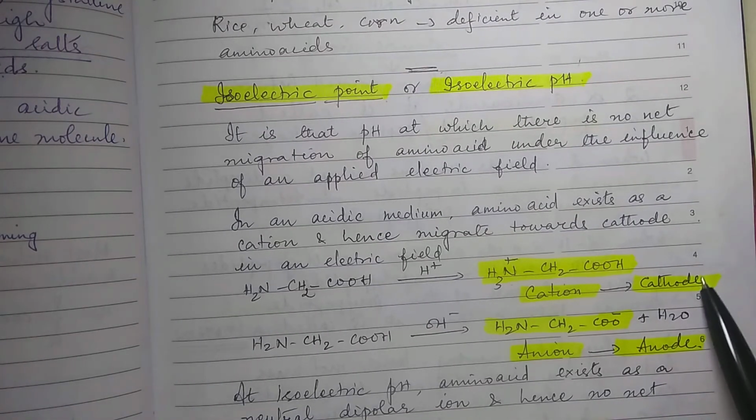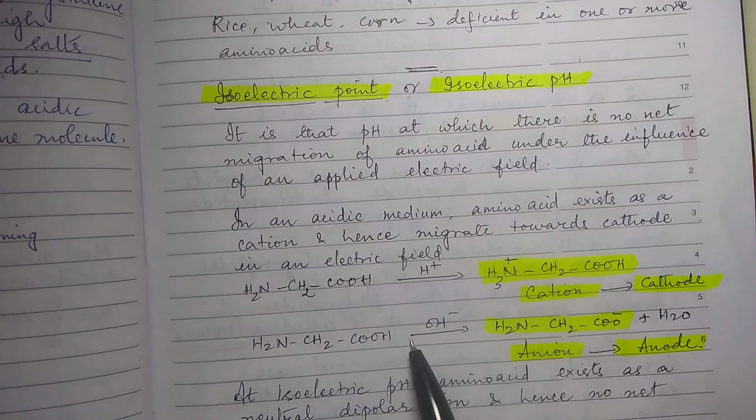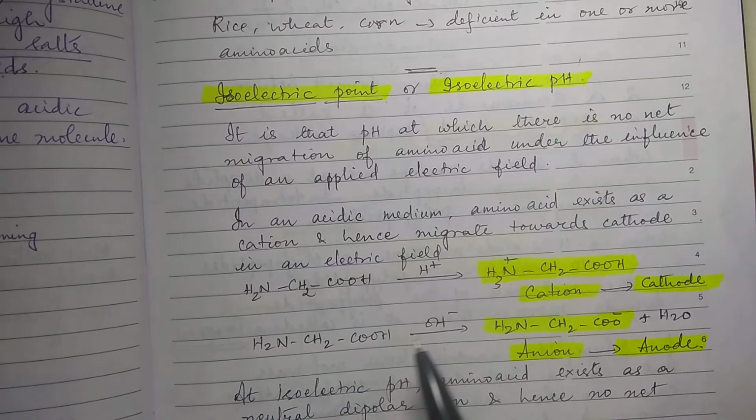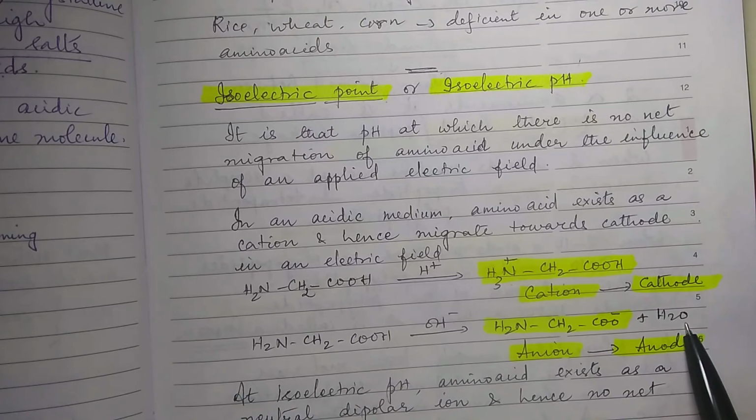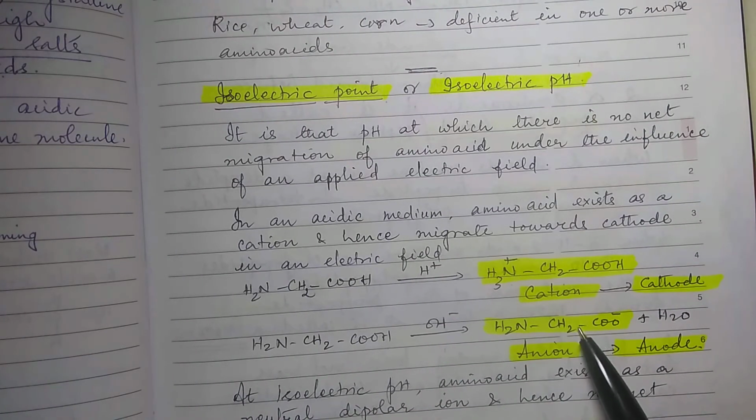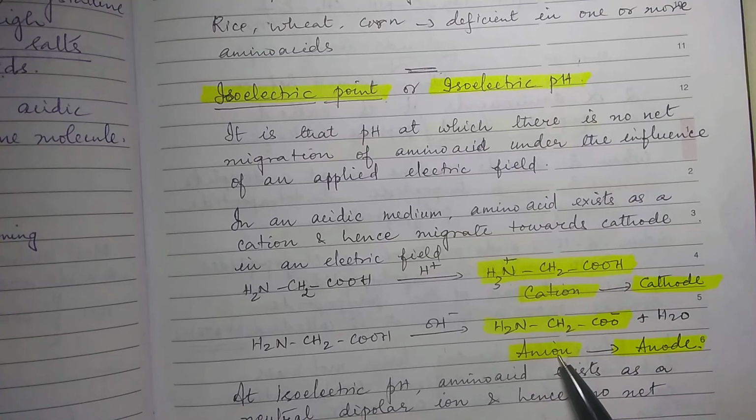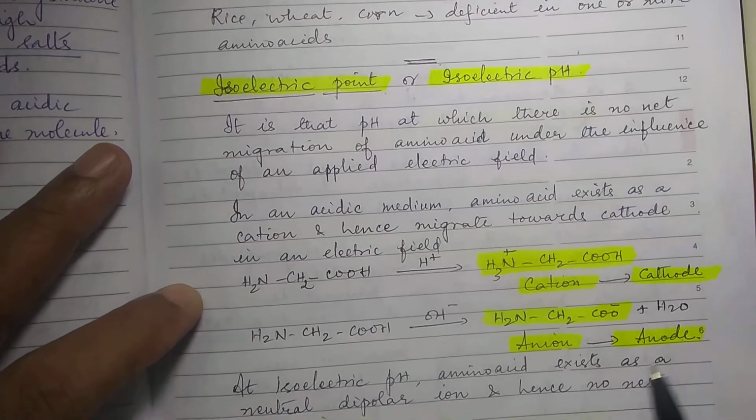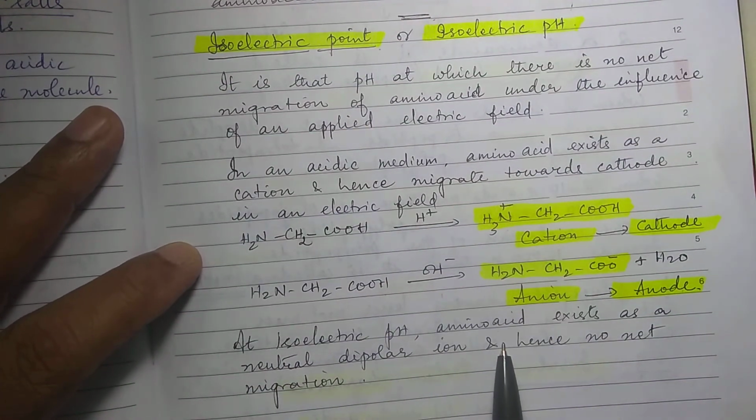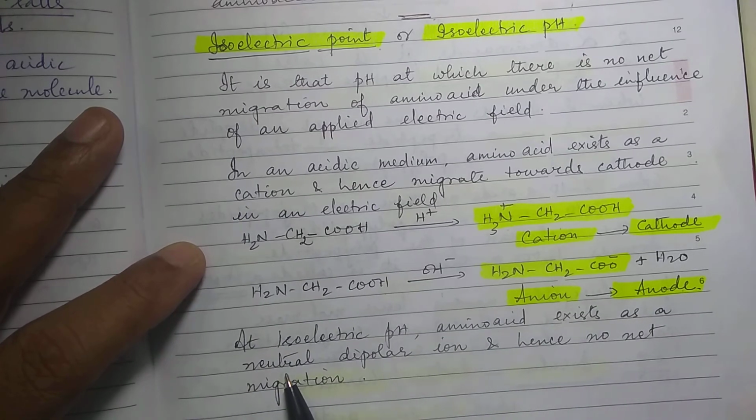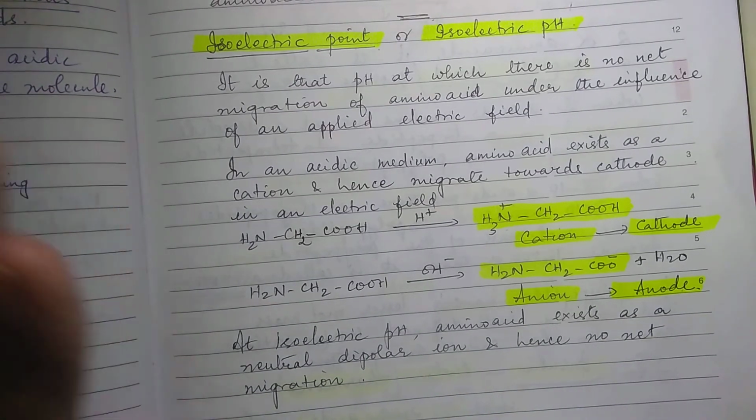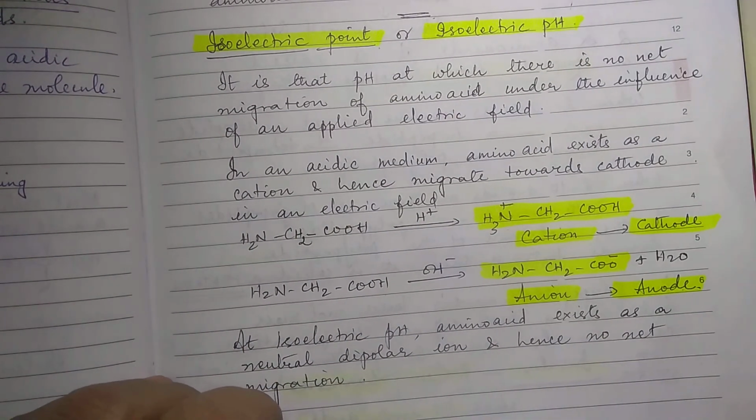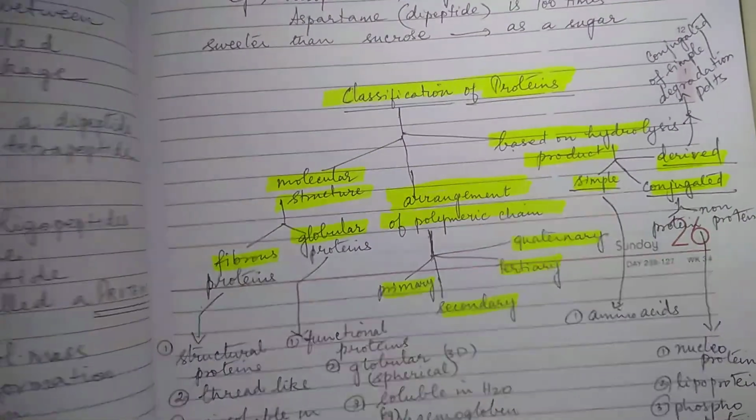And supposing the medium is basic, then what will happen? The COOH will give a proton and it will combine with OH minus as water. And what will be left behind? It will be left behind with COO minus, which is an anion. An anion is negatively charged, so it will go towards a positive electrode, that is anode. Okay, so at isoelectric pH, amino acid exists as a neutral dipolar ion. That's why there is no migration at the point of isoelectric pH, right?